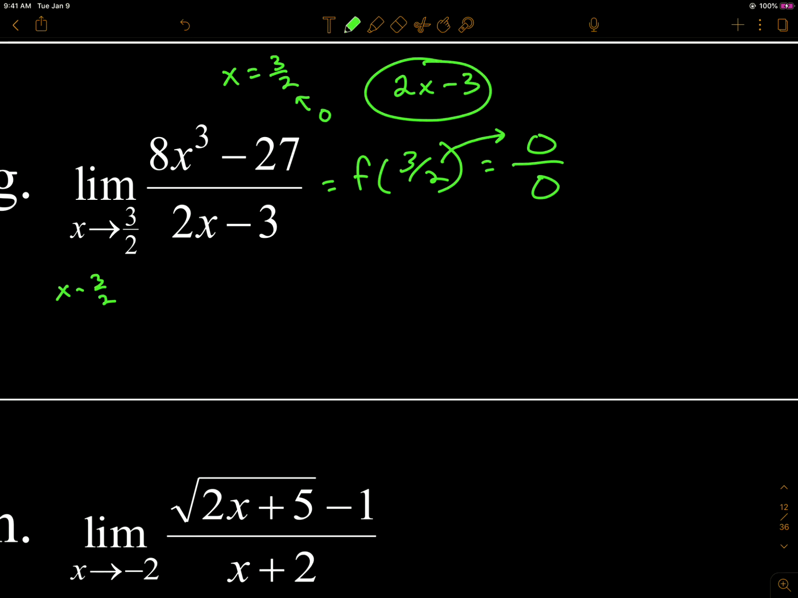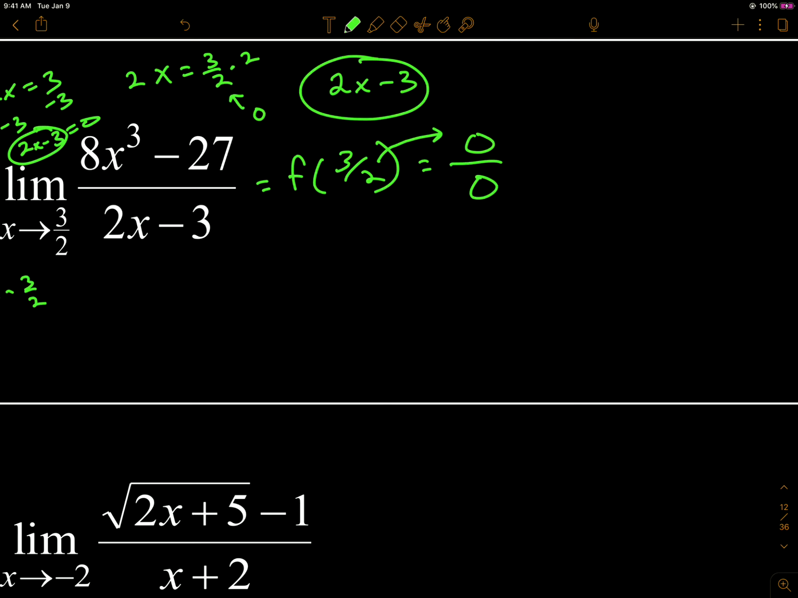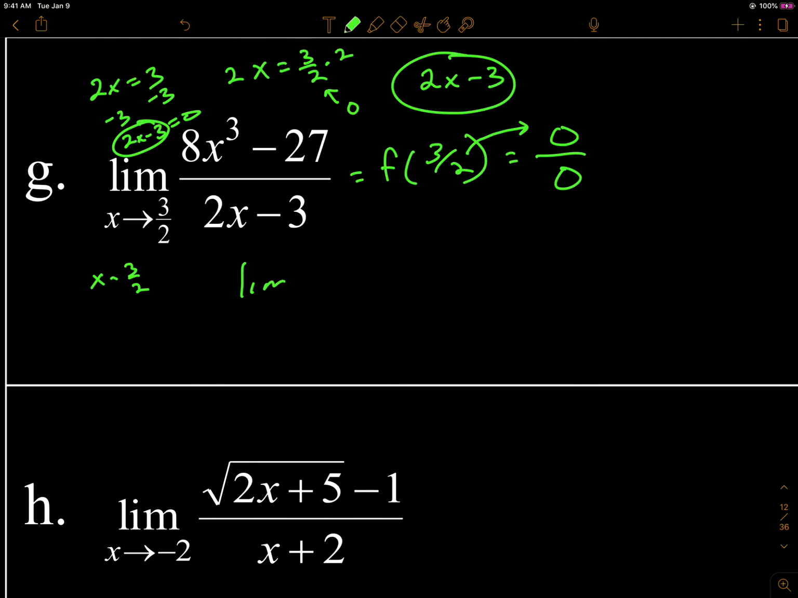So how do I make this side 0? Well, first of all, I would multiply both sides by 2. So now I have 2x equals 3. And then I would subtract 3 off both sides. So I get 2x minus 3 equals 0. And that's how I figure out my factor. Okay? So I know that 2x minus 3 must be a factor of the top and a factor of the bottom. So let's see. Well, it's already there on the bottom, so that's good.